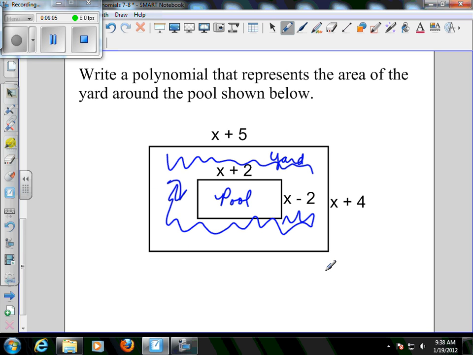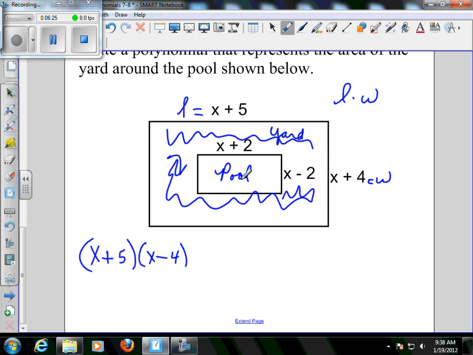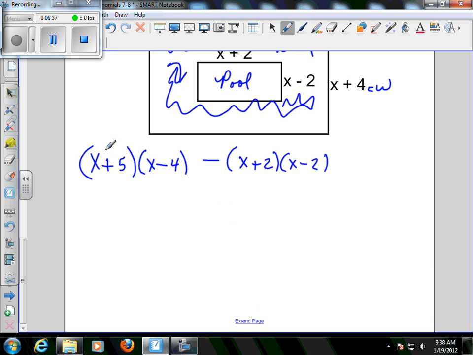The way we'd find the area of the outer rectangle, remember, is to take length times width. So in this case, our length is x plus 5, and our width is x plus 4. So we're going to take x plus 5 times x plus 4, and we want to subtract the area of the smaller rectangle. So we want to subtract, again, length times width, x plus 2 times x minus 2. So let's go ahead and do that.